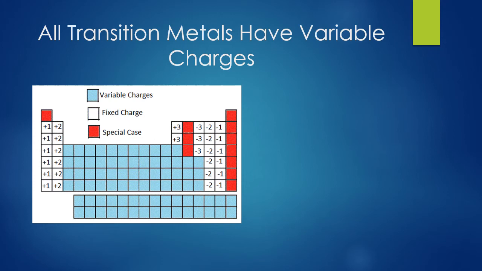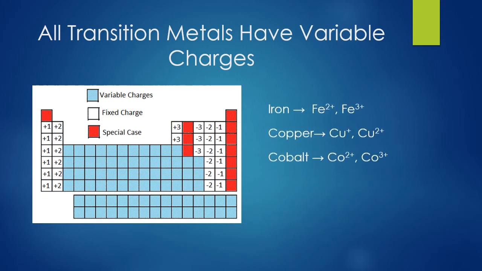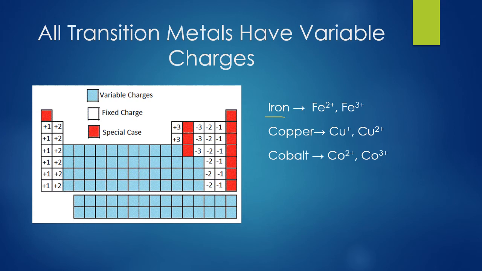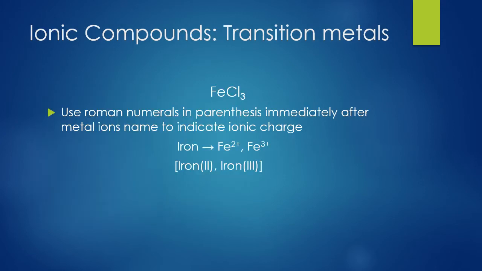So all transition metals have variable charges. What that means is we can't predict what its charge is based off of where it is on the periodic table. For instance, iron, it can have a +2 charge or a +3. Copper can have a +1 or a +2. Cobalt, a +2 or a +3. There's no rhyme or reason to it just by glancing at the periodic table. There's a deeper way to figure this out.